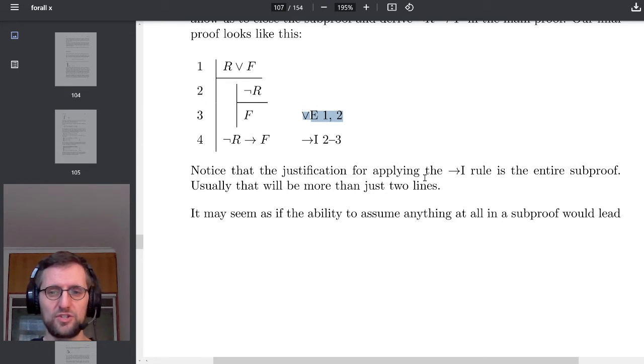Notice that the justification for applying the conditional introduction rule is the entire subproof. Usually that will be more than just 2 lines.